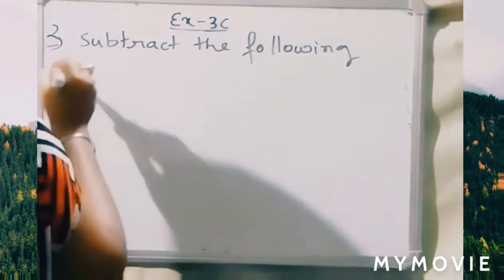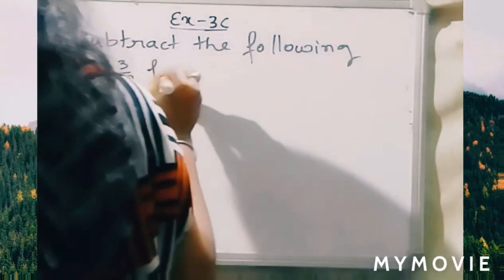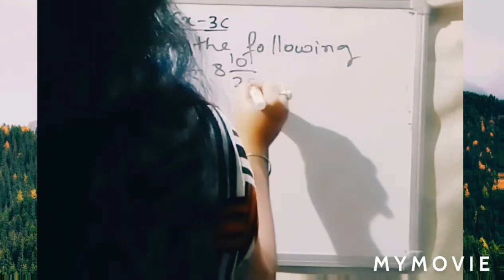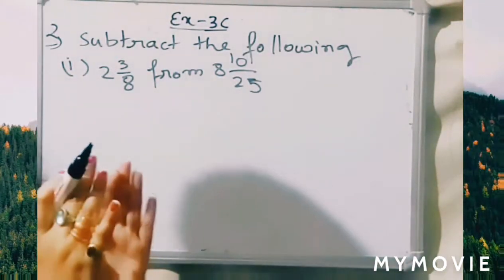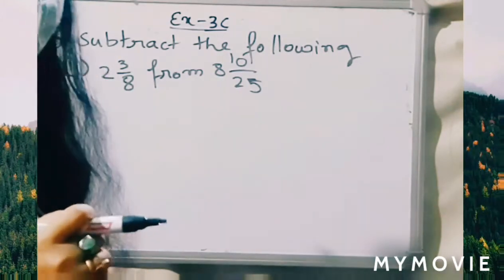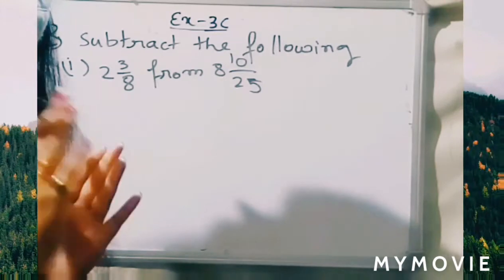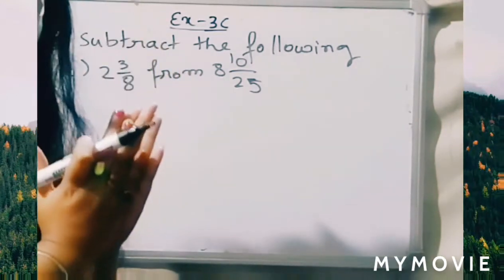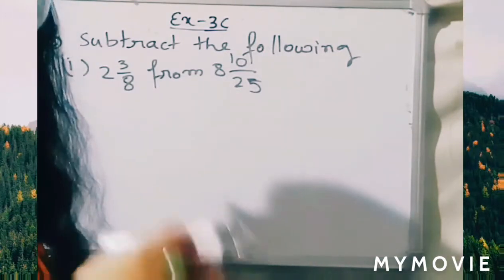Subtract the following. First question: 2 3/8 from 8 10/25. In subtraction, you have to be very clear. If a student in the test is asked to subtract 92 from minus 25, this minus 25 should come first. After that you will subtract. Most of the students did 92 minus 25.